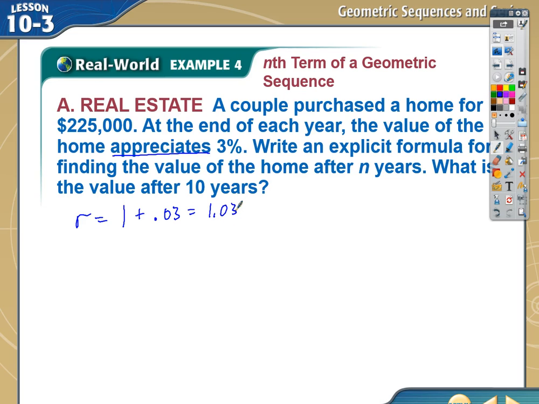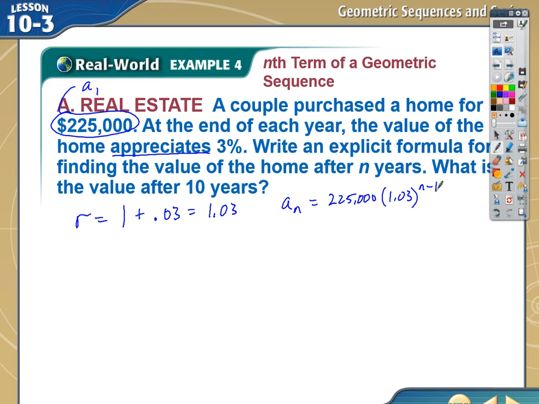The beginning value of my house is my first one, that's a sub 1. So I write it out: a sub n is equal to 225,000 times my R value, 1.03, to the n minus 1 power. That's the first part.